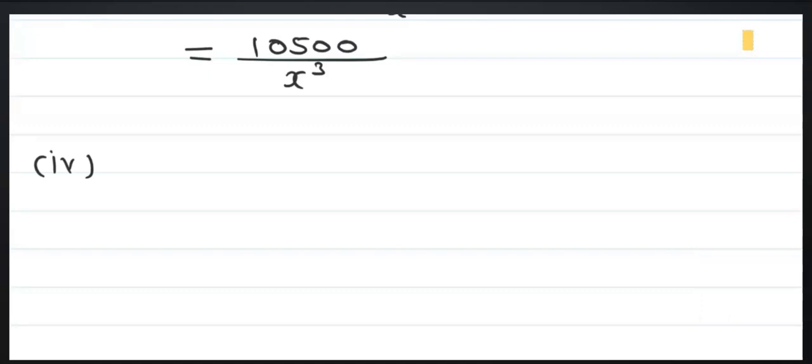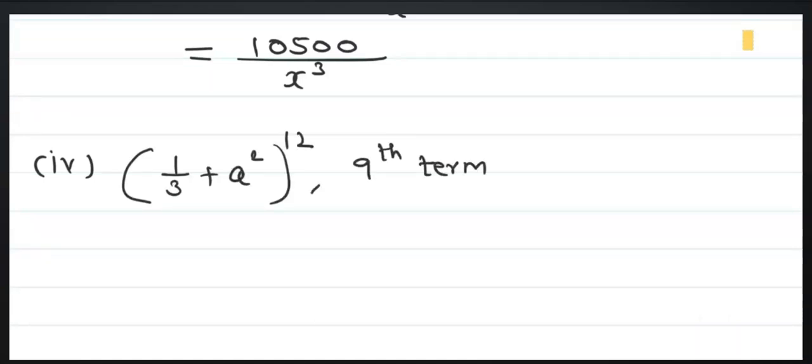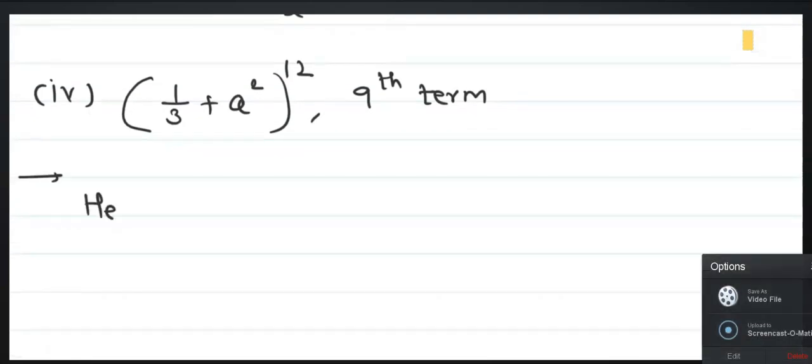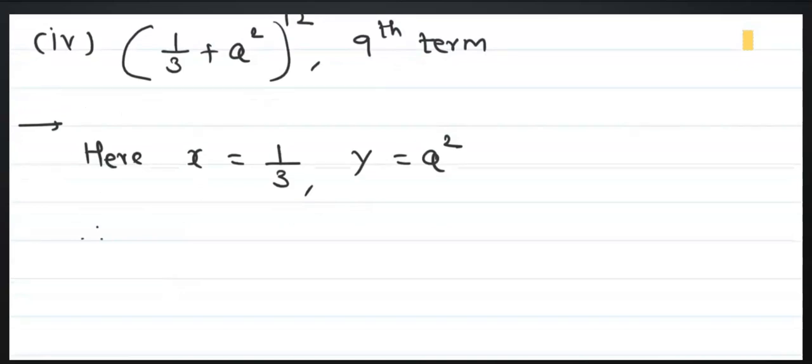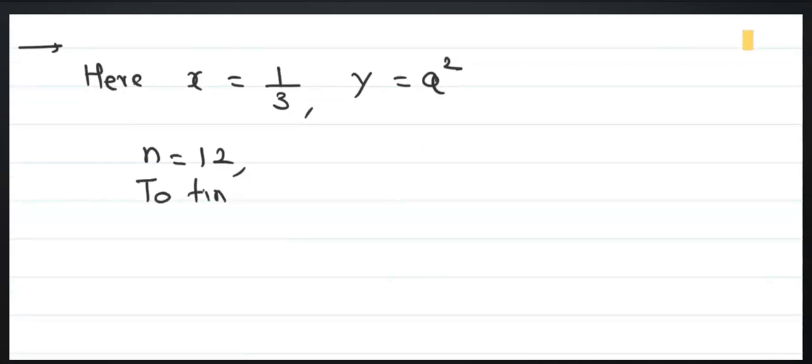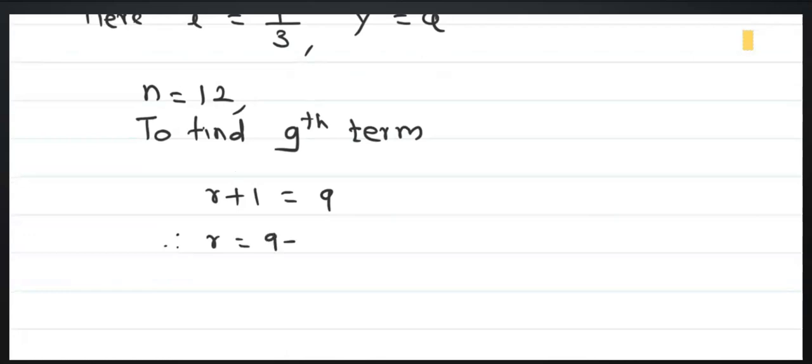Now the fourth one, that is (1 upon 3 plus a square) raised to 12. Find the ninth term for this expansion. Now r plus 1 is equal to 9, therefore r is equal to 8. Here x is equal to 1 upon 3 and y is equal to a square. Therefore, n is equal to 12.